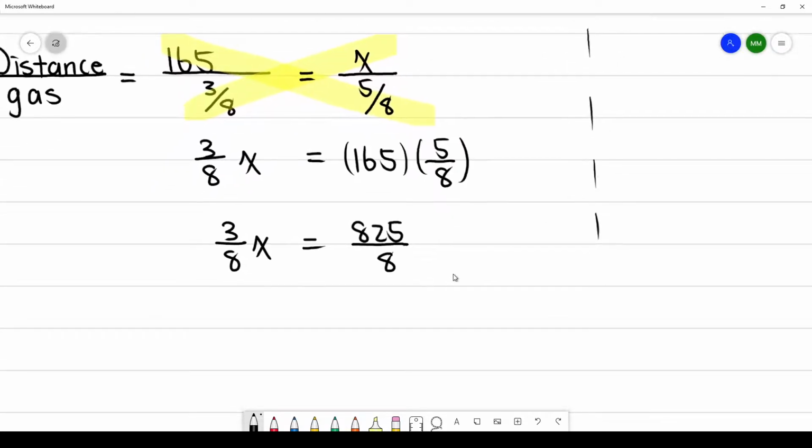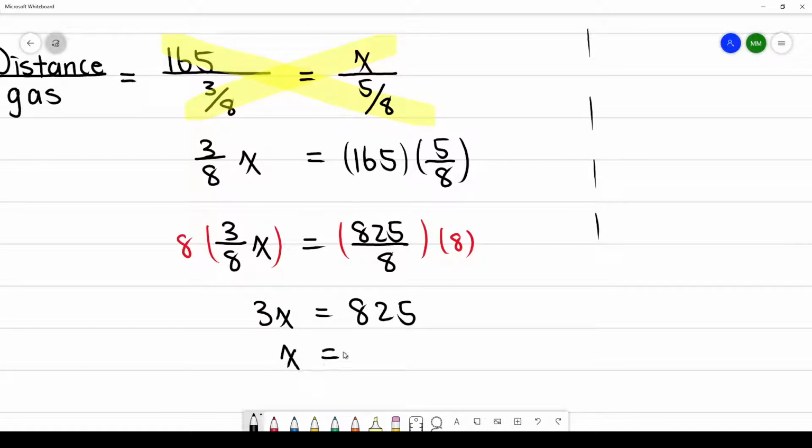And then you can divide 8 on both sides. And then, oh, I mean multiply by 8, never mind. So multiply by 8 on both sides. And then I get 3x is equal to 825, and then x is equal to 275. Yes, that's the answer, I think.